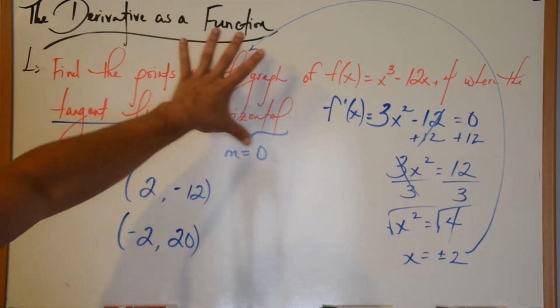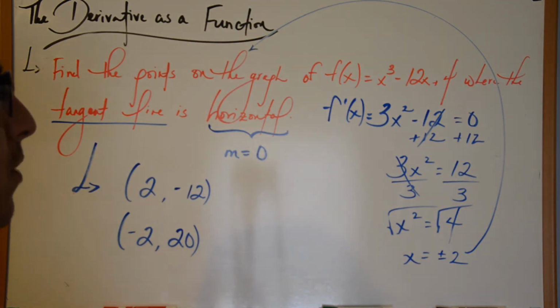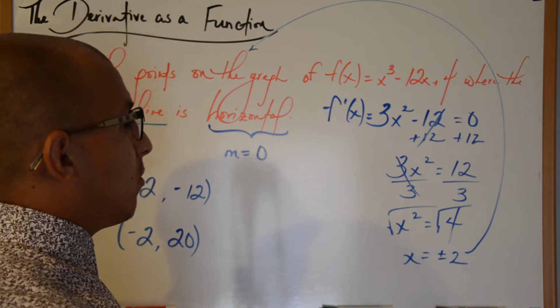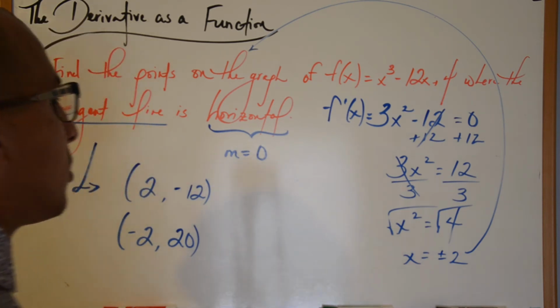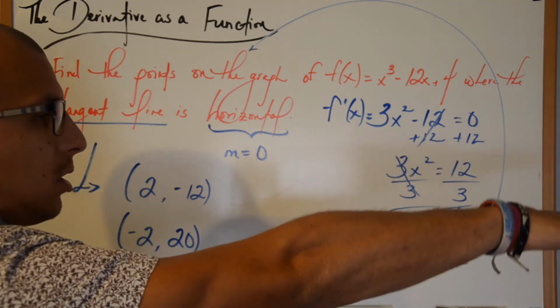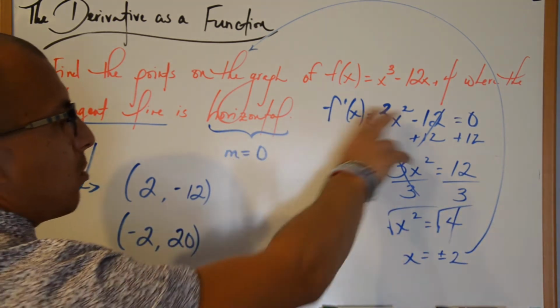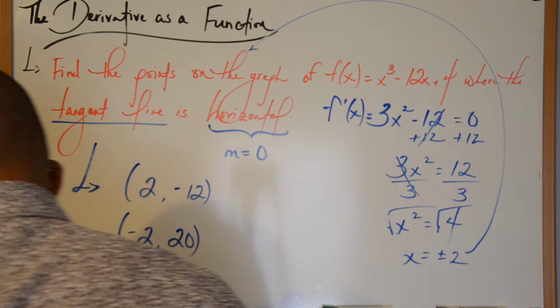So the reason why, once again, that we know that we needed to derive and set equal to 0 is because of this idea of a tangent line, and that the derivative is the slope of a tangent line, and if the tangent line is horizontal, it means that there is no vertical change. The slope is 0, so set it equal to 0 and solve accordingly.